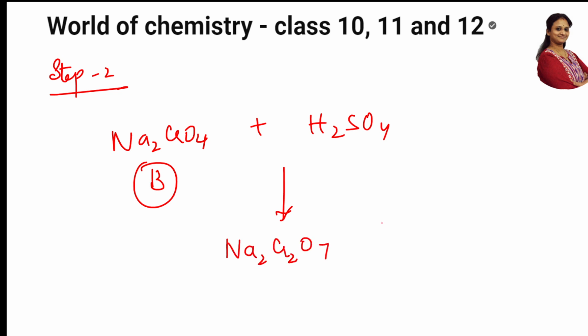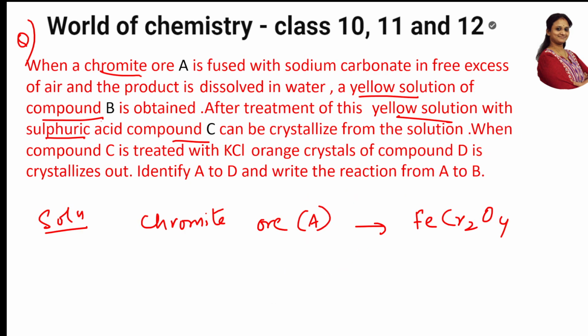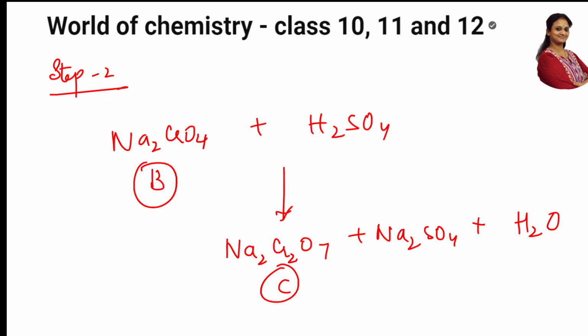Na2Cr2O7 plus sodium chromate plus sodium sulfate plus water. Now what is this? How did I get this reaction? Simple. See here, give me a clue here. They said a yellow solution treated with sulfuric acid can be crystallized from the solution. So you would have seen sodium chromate crystals in the lab, potassium dichromate, sodium dichromate crystals. So this is your crystalline structure. That's how I could trace it.